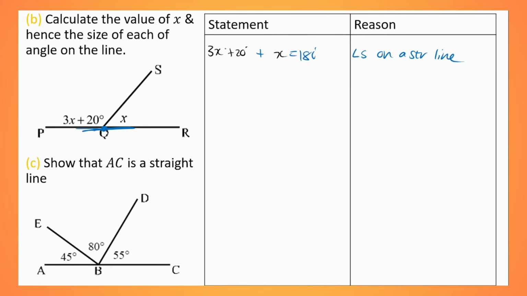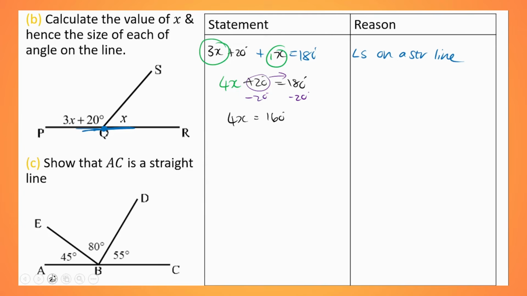Then you go add your like terms together. In this case, they are x's. So there's 3x plus 1x is 4x. Then we want the 20 to move to the other side. And we do that by minusing 20 on each side of the equation to keep it balanced. Otherwise, it becomes an inequality. Then we have 4x is equal to 160.